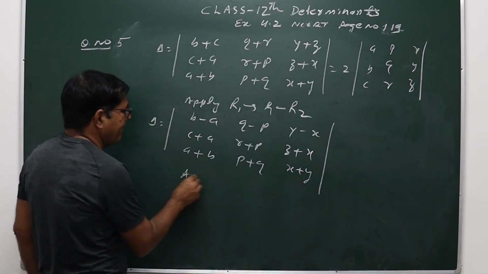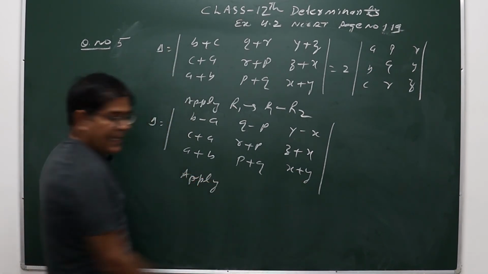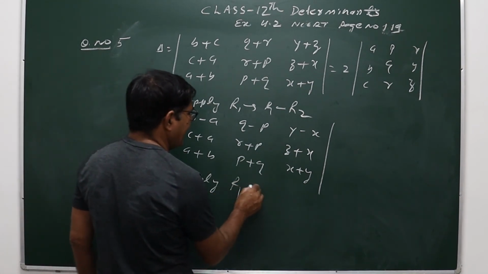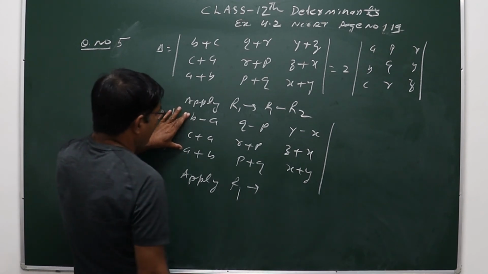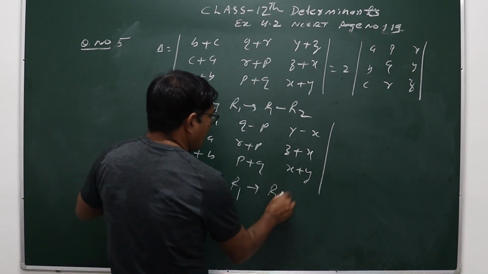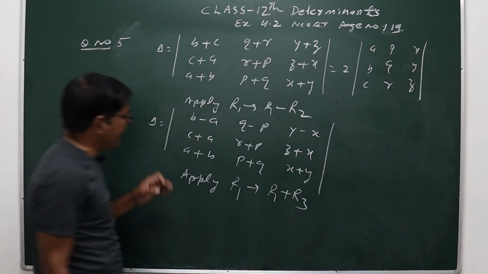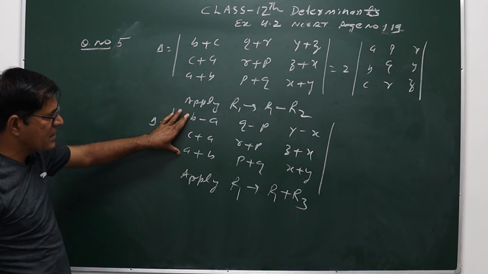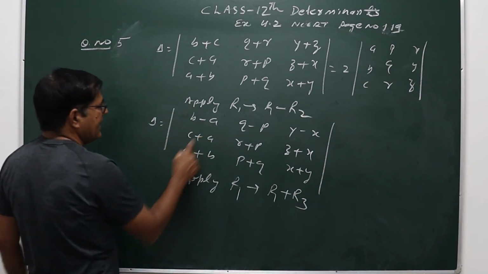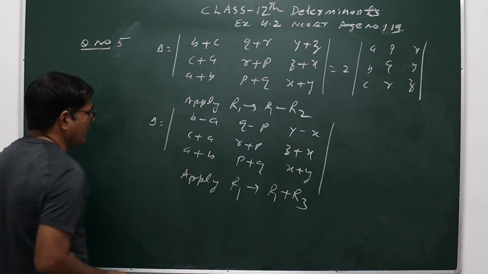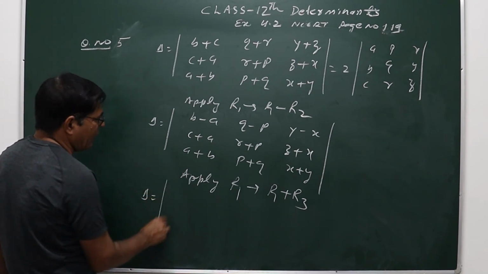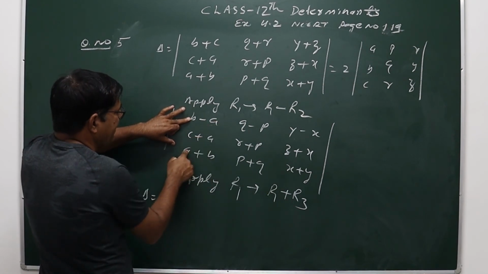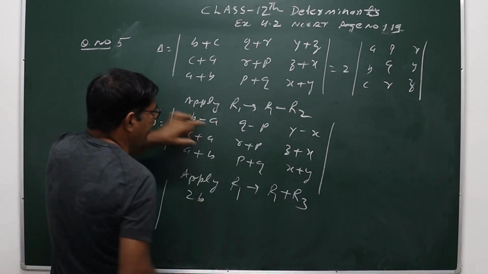Now apply R1 tends to R1 plus R3. If I add rows first and third, in row first, then B minus A plus A plus B. So the determinant equals B minus A plus B, meaning minus A plus A will cancel out. So it will be 2B.